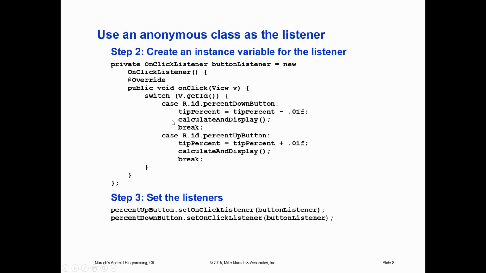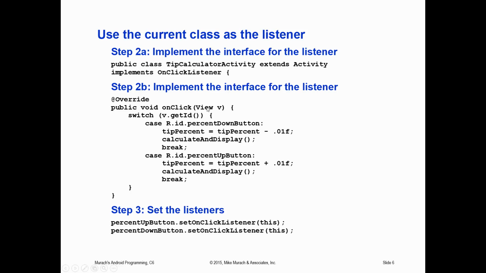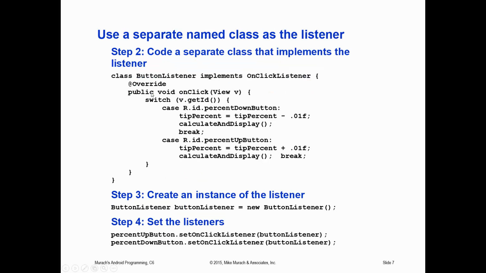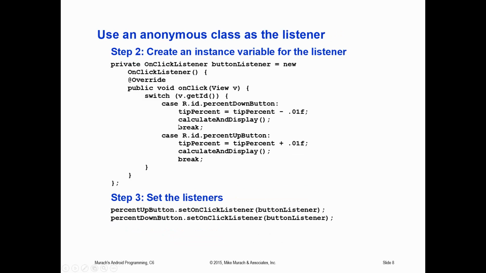Yet another way of doing this is to use what's called an anonymous class. An anonymous class means the class was not named. So notice we did not give it a name here. Since we don't specify a name for the class that implements the listener, it's known as an anonymous class. But you'll notice that the on-click routine is the same here and here and here. They've all got an override, public void on-click, view V, and a switch.